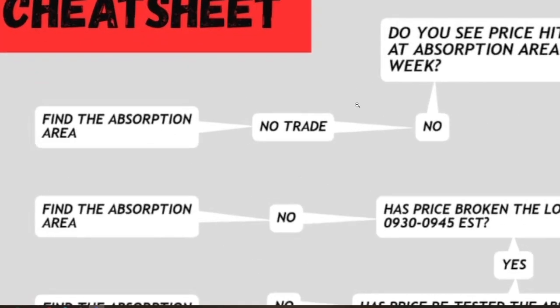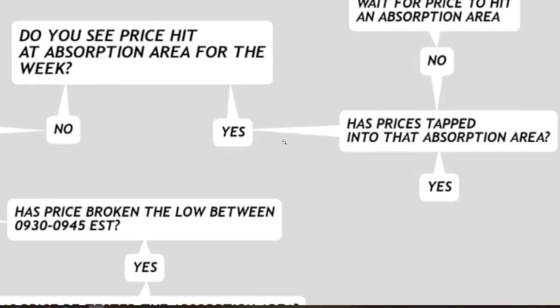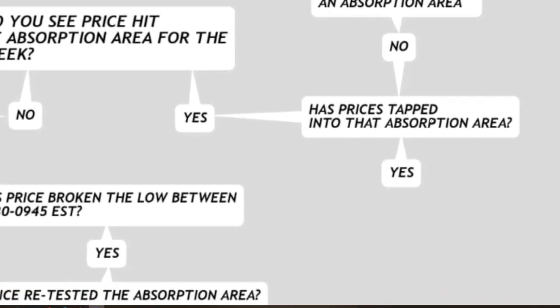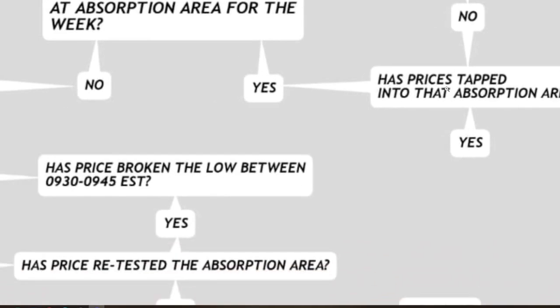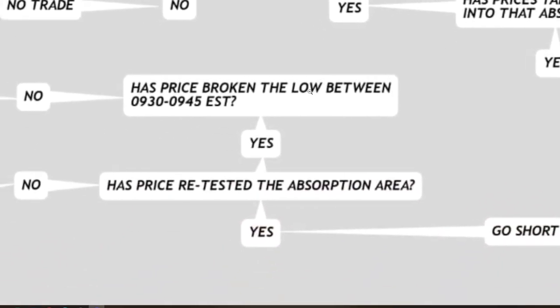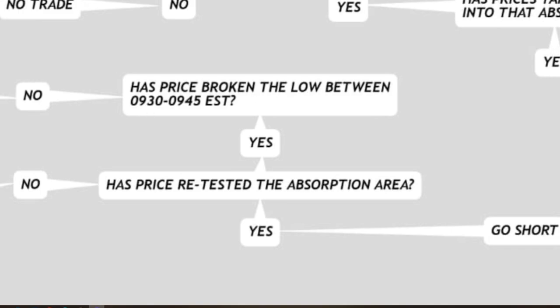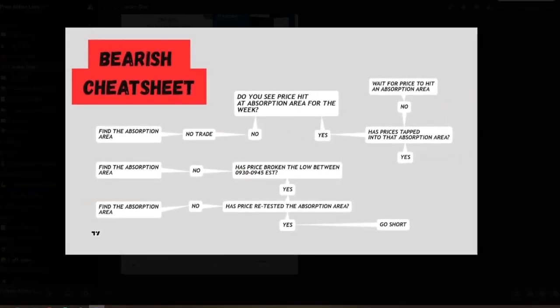So in other words, if you don't see an absorption area, you do not take a trade and you go back and you find where the absorption areas are. Now, assuming you know where the absorption areas are, you go, yes, has price tapped into that absorption area, right? No, wait for price to hit the absorption area, right? Yes, right? Has price broken the low between 9:30 and 9:45, right? That is your Eastern, that is your 15-minute ORB, basically.